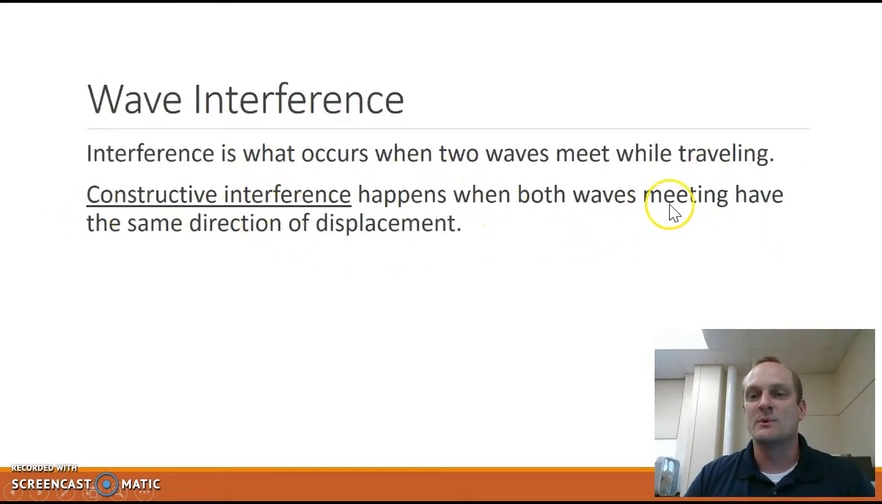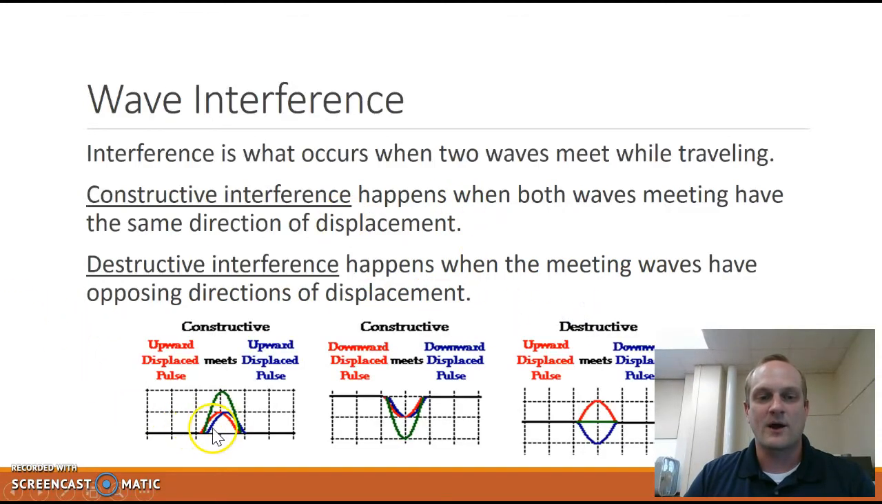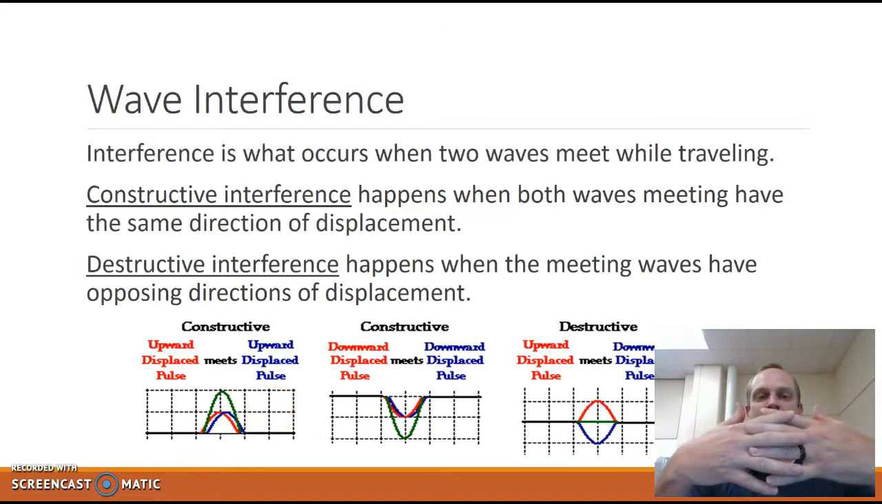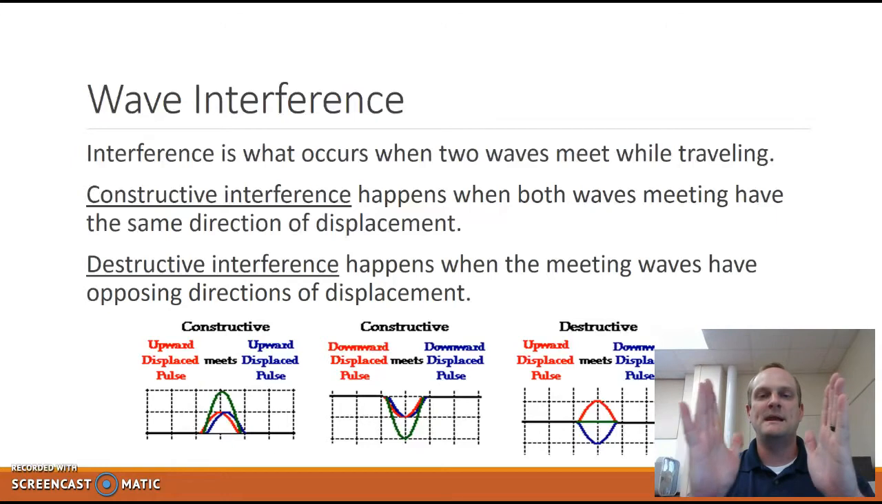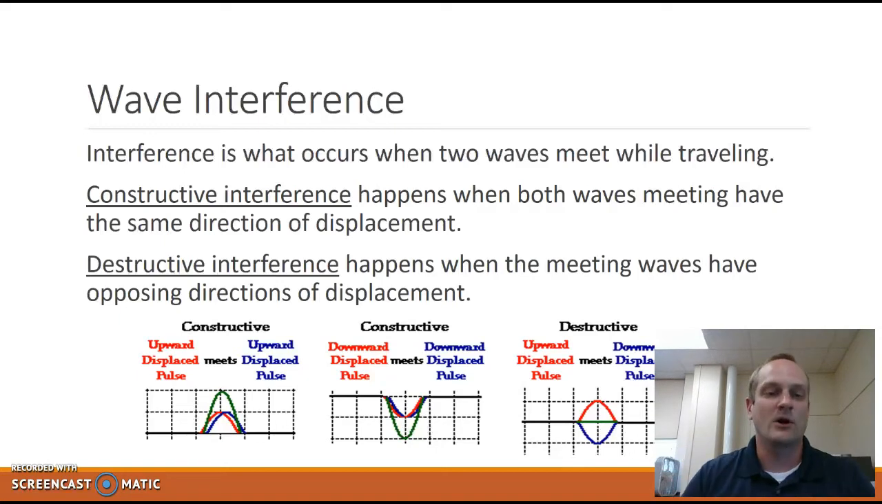Constructive interference happens when both waves meeting have the same direction of displacement. Destructive interference happens when the waves meeting have opposite directions of displacement. So what does that mean exactly? Imagine the red and the blue line are the two waves that are going to come together and cross. Because with waves in general, the actual medium itself is not moving. I'm not moving matter, but I'm moving energy. So the energy will actually pass through each other and then keep on going.